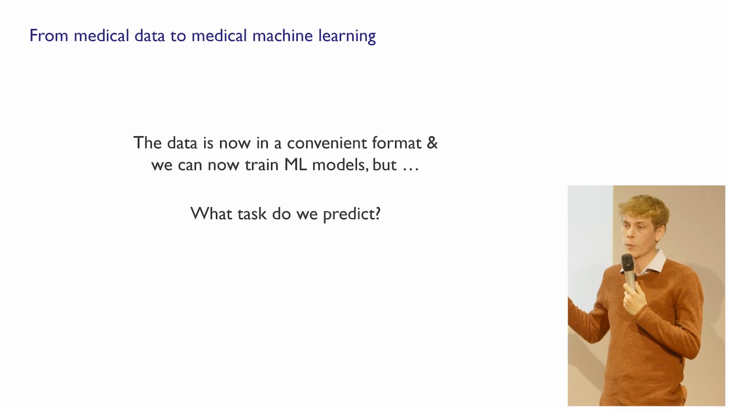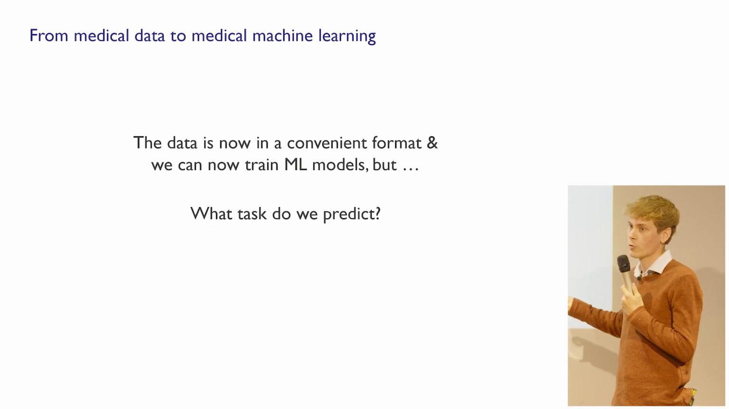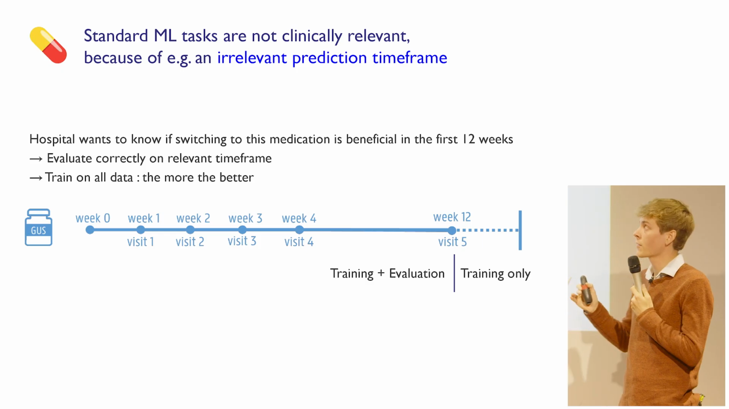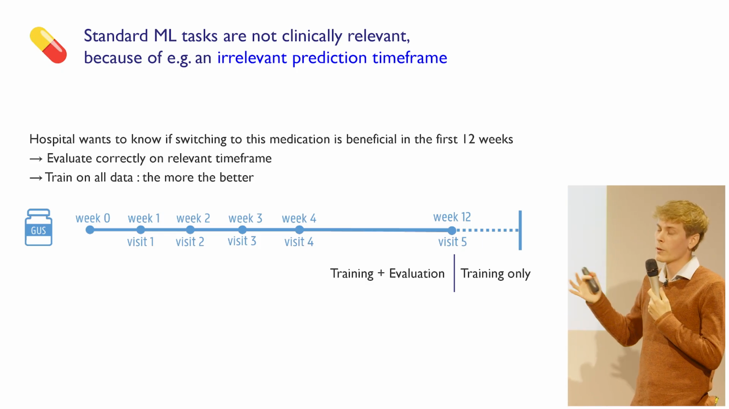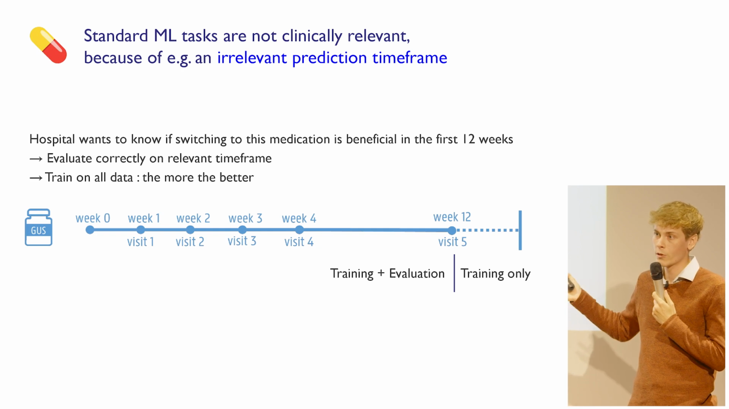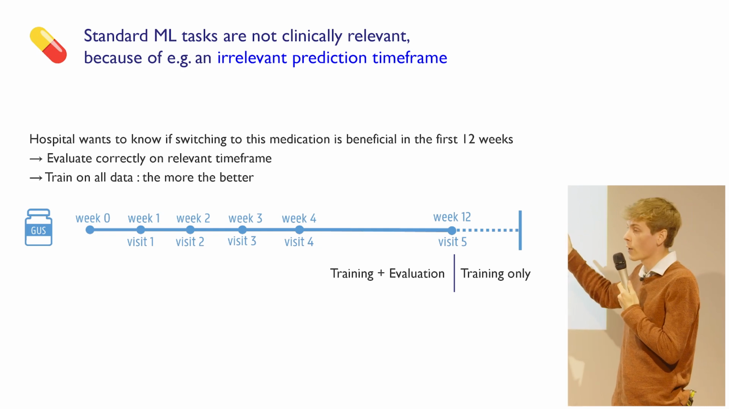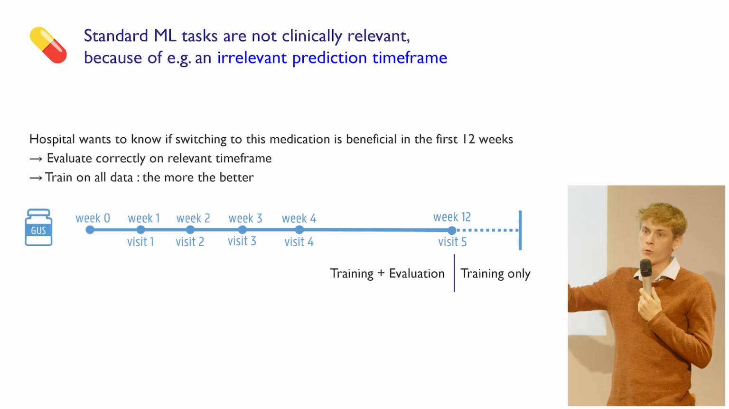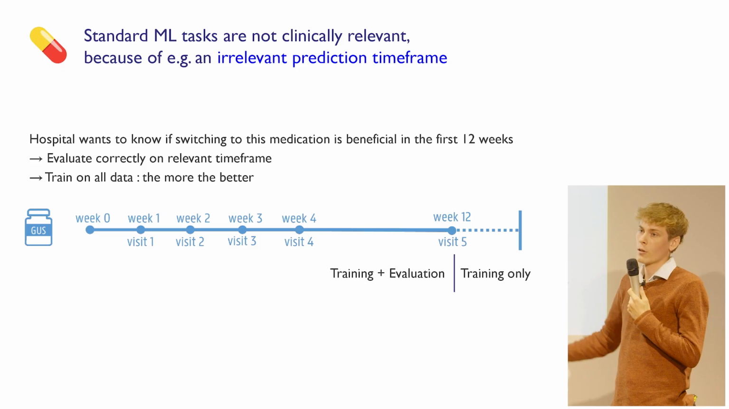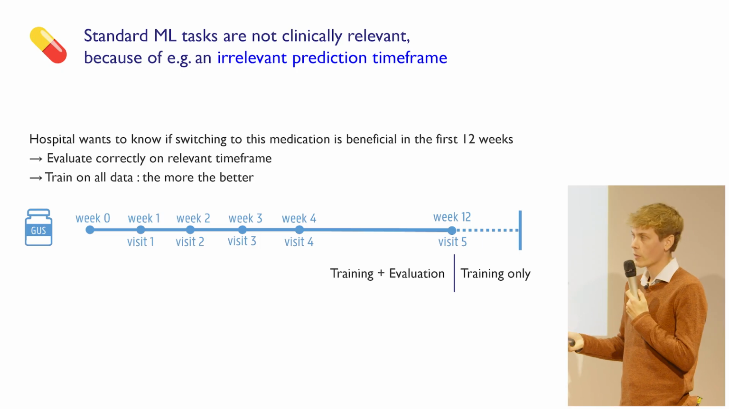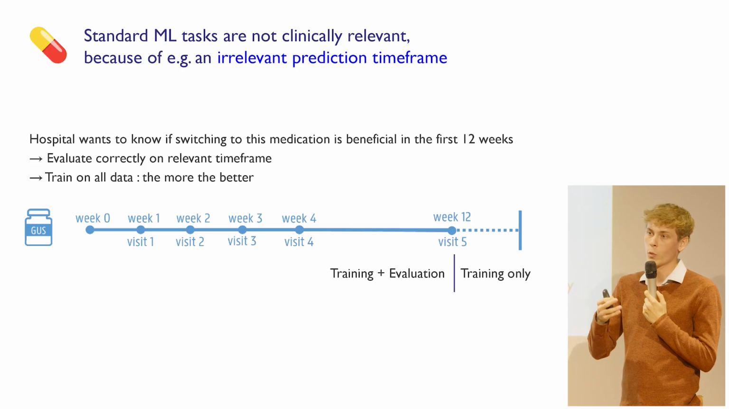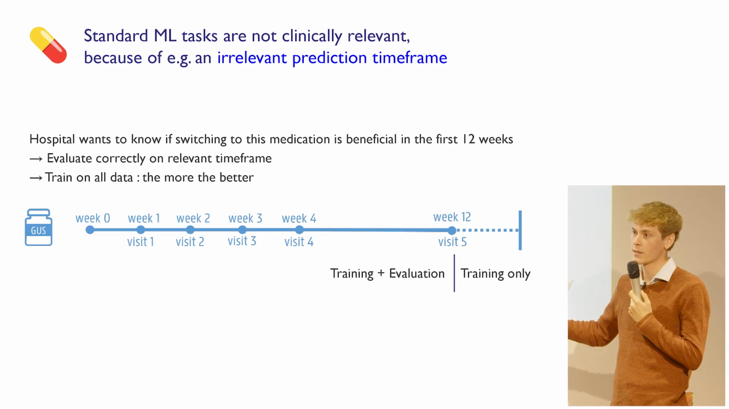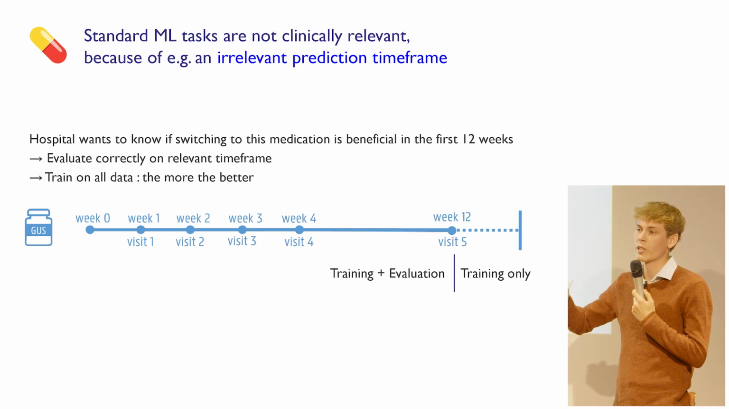So now we have our machine learning pipeline designed, but which task do we predict? A typical standard machine learning task in data science is not always clinically relevant. There can be a couple of reasons for this, for example, an irrelevant prediction time frame. Suppose you have data for 2 years or more, and you make predictions for all these 2 years, and you present the evaluation on this to the hospital. They will say, well, we don't find this really useful because we only look at the first 3 months of predictions, because we want to know if we want to switch to this medication that's in the data set. So the evaluation should only happen on these first 3 months in that case.